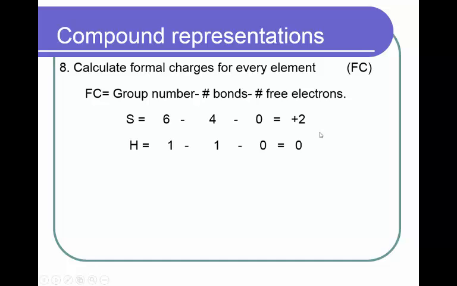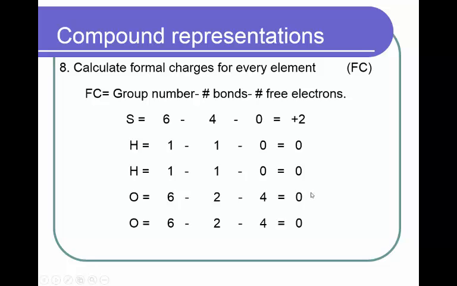Now, every hydrogen is in the same circumstance, having 1 bond, being in group number 1 and having no free electrons. So the formal charge for every hydrogen is 0, okay? Now, for those oxygens linked to hydrogens, the formal charge would be as follows. Group 6, each of them has 2 bonds and 4 free electrons. So the formal charge for that oxygen is 0, and the same goes for the other oxygen linked to hydrogen.